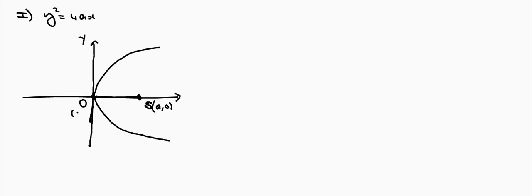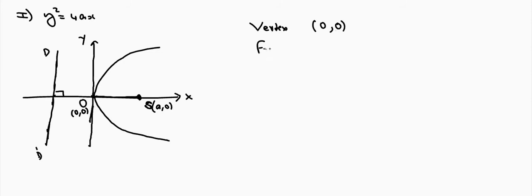O is 0, 0. The line which is perpendicular to the axis, the fixed line D dash, which is perpendicular to the x-axis, is known as the directrix. Okay, in the x-axis and y-axis we have the vertex, focus and directrix. Now, the coordinate of the vertex is 0, 0. Then the coordinate of the focus is a, 0.